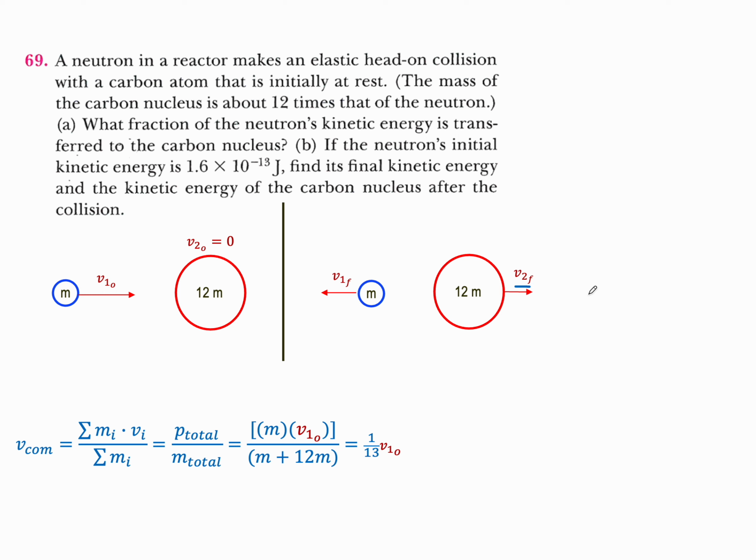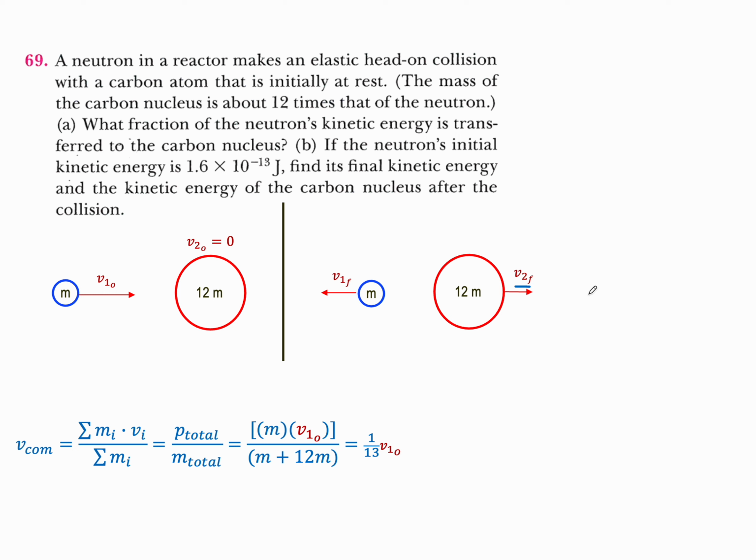In this case, the velocity of the center of mass is the total momentum, which is just the momentum of the neutron before the collision, divided by the total mass, which is the sum of the mass of the neutron and the carbon nucleus. M cancels out, and you just end up with 1/13 of the initial velocity of the neutron. So the center of mass is not moving very quickly, just because the carbon nucleus is stationary and it's so massive.